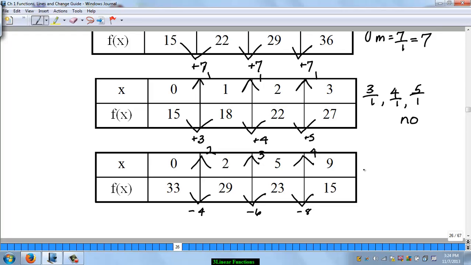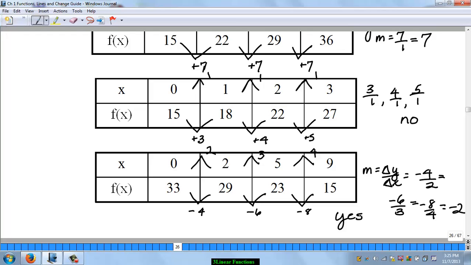But let's do our slopes. Slopes are delta y over delta x. So let's look at it. My delta y here is negative 4 over 2. My delta y here is negative 6 over 3. My delta y over delta x is negative 8 over 4. Aren't they all negative 2? So yes, this one is definitely linear. You just have to be careful because sometimes they don't pick all the points right in a row.